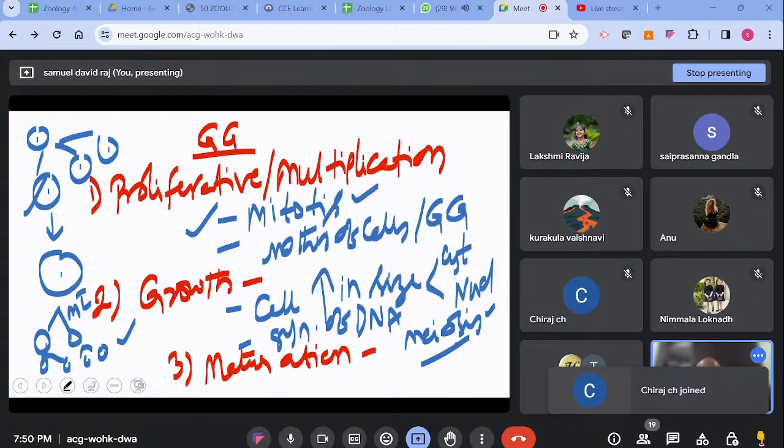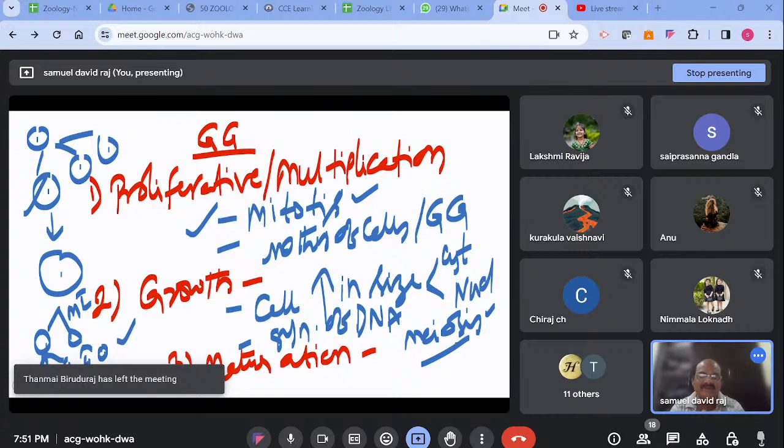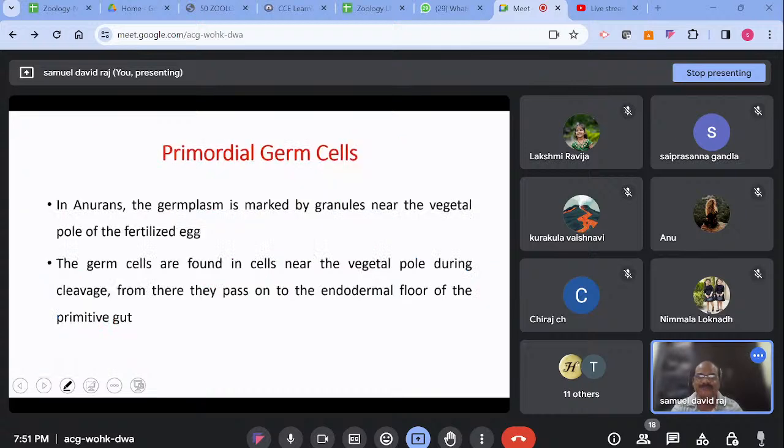Thus, at the end of gametogenesis, there are multiple cells. But there is a small difference with respect to spermatogenesis and oogenesis in case of mammals, where only one ovum is developing, whereas millions of sperms are developed due to this process of gametogenesis. And what the differences are, we are going to learn now.